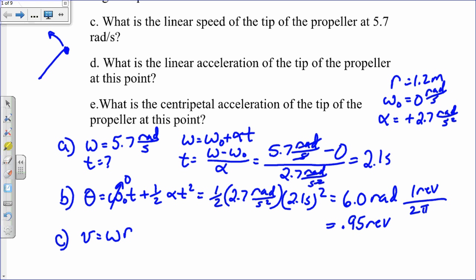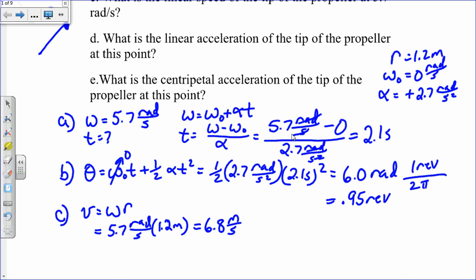And you can look at the units. Omega is radians per second. Let's see, what is it? 5.7 radians per second times the radius, which was 1.2 meters, or the moment arm, if you will. And this will give me meters per second, because radians isn't really a real unit, and so we just get rid of the radians now, and we're just left with meters per second. All right, so part C is 6.8 meters per second. That's the linear speed of the tip of this propeller.